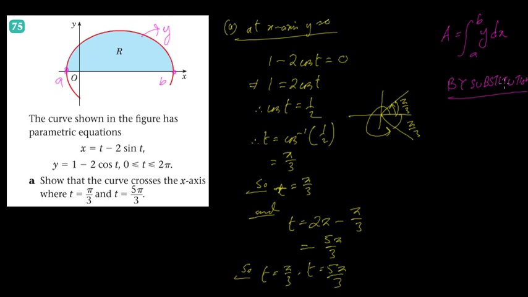By the substitution rule, we have to first of all change the limit. We already know the limit: t equals pi by 3 to 5 pi by 3. We have to put the value of y. We know y equals 1 minus 2 cos t. And for finding dx, we have to find the derivative of x. So that's what we have to do for this particular sum. So let's do this. Let's scroll down.